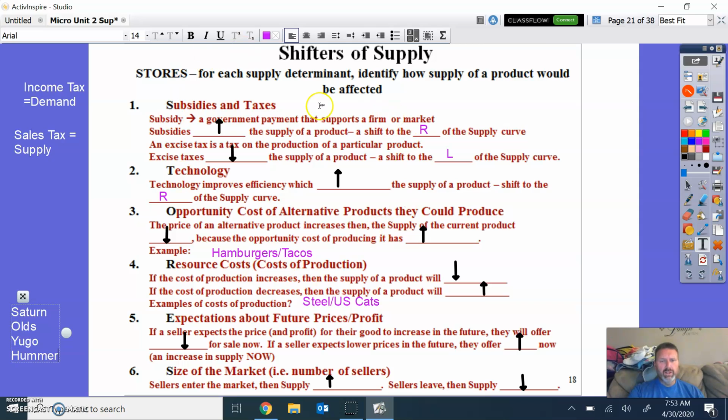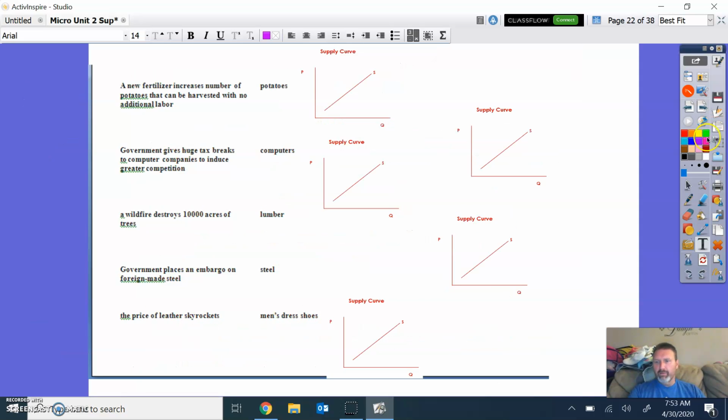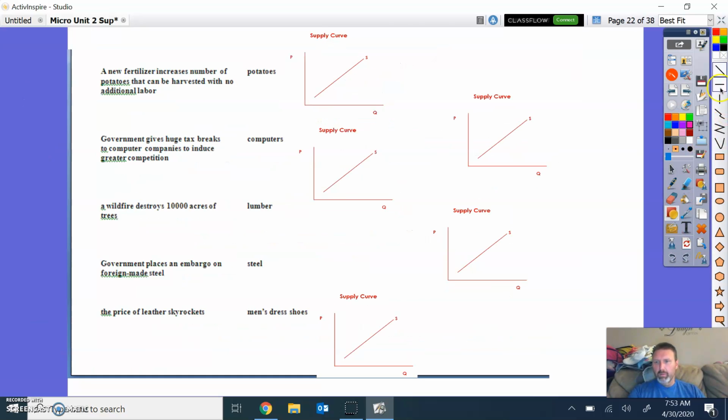Okay, this is a great sheet for you guys to reference, especially in supply shifting. Okay, so we have 5 curves here. Let's do these as practice, and then we'll be done for the day. Okay, a new fertilizer increases number of potatoes to be harvested with no additional labor. That's some form of new technology. Anytime there's new technology, the supply curve is going to move out.